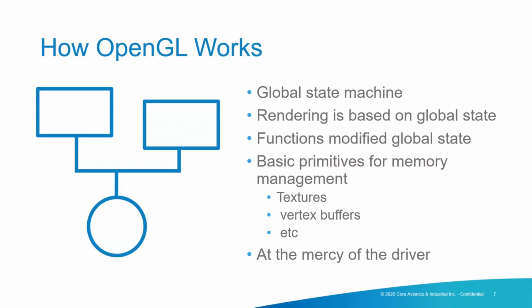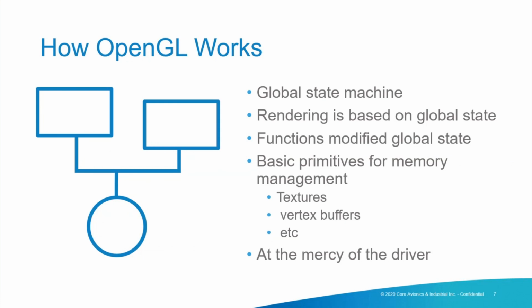So to get more in depth about the differences, at a high level, OpenGL works with a global state machine. Rendering is based on this global state. The different functions in the API modify the global state, and then there's basic primitives for memory management with textures, vertex buffers, shader programs, and all of that. But at the end of the day, you're at the mercy of the driver for how all of that is implemented.